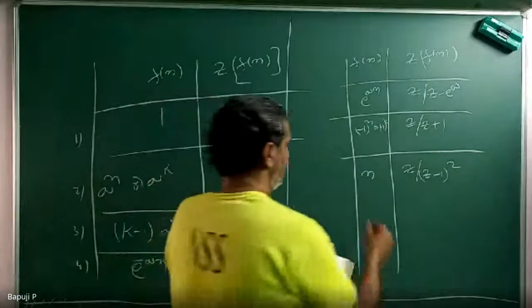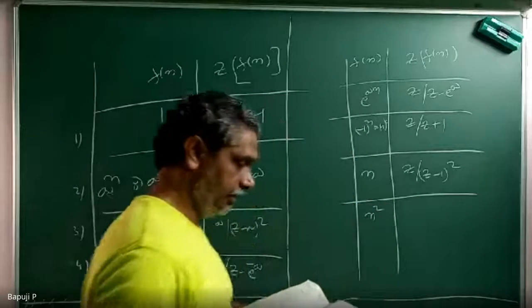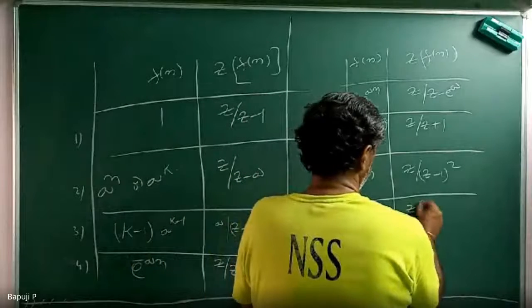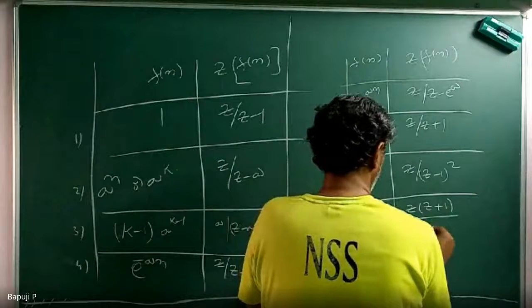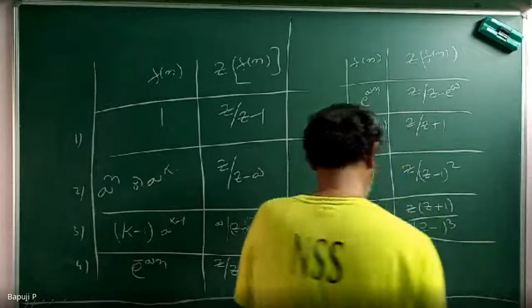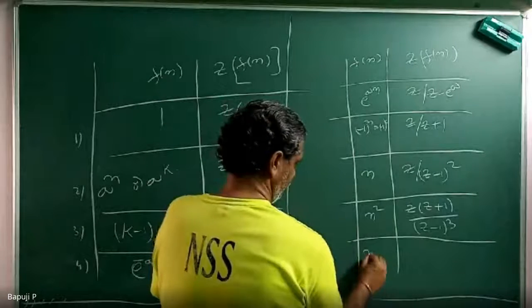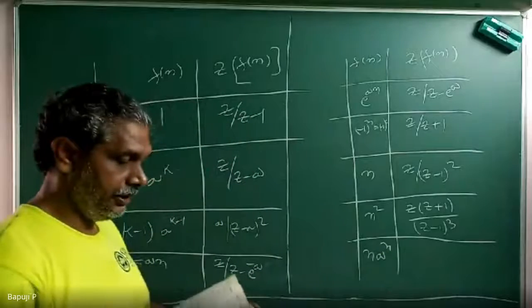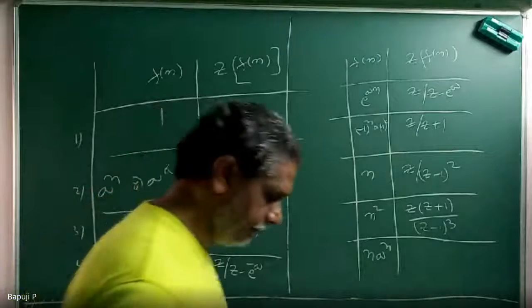Then N square or K square. So what will I get? N a to the power of N or K a to the power of K. So that is equal to what?